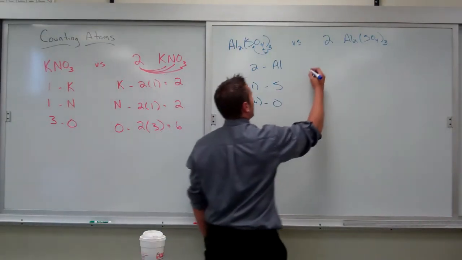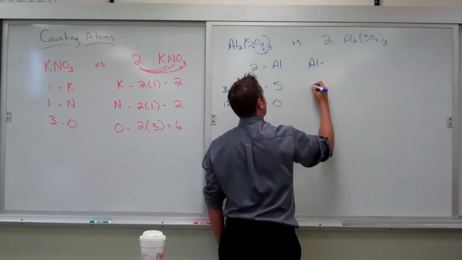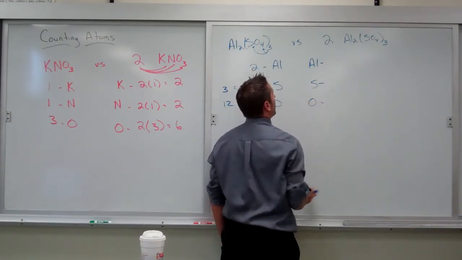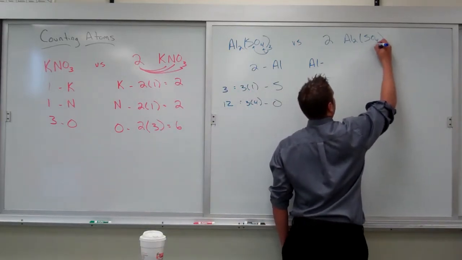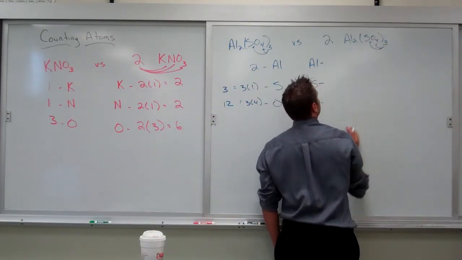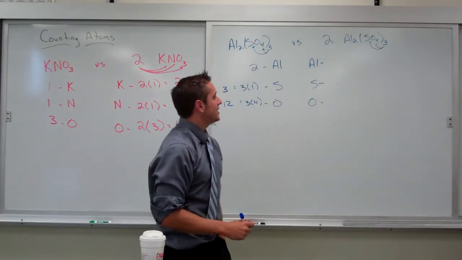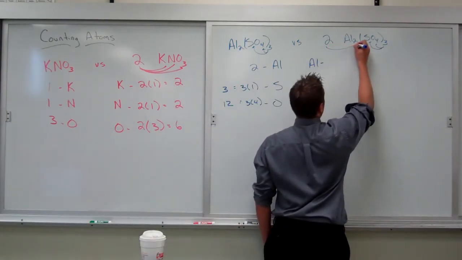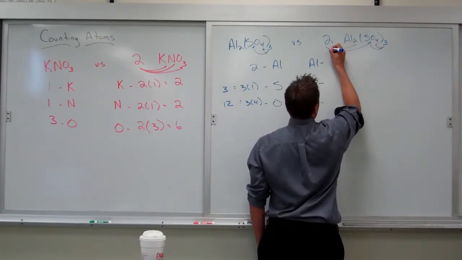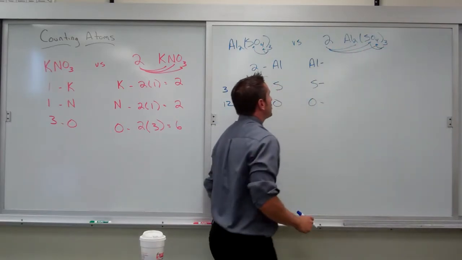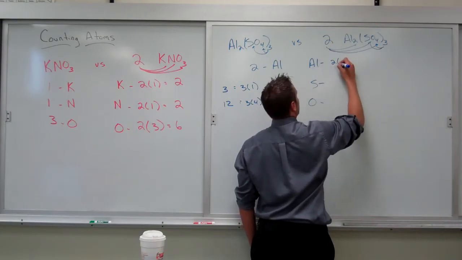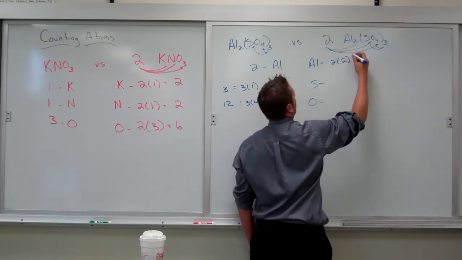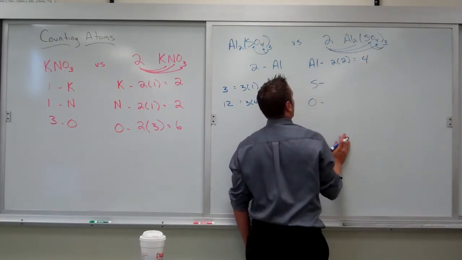Doing the same thing over here, Al, S, and O. Now you have multipliers from both directions. You'll have 3 making it into the O and the S, but now you also have a 2 that makes it to everything. So for Al, now I have 2 times the 2 here, which means we have 4.